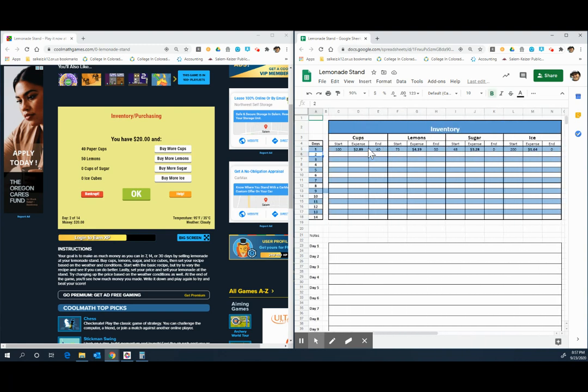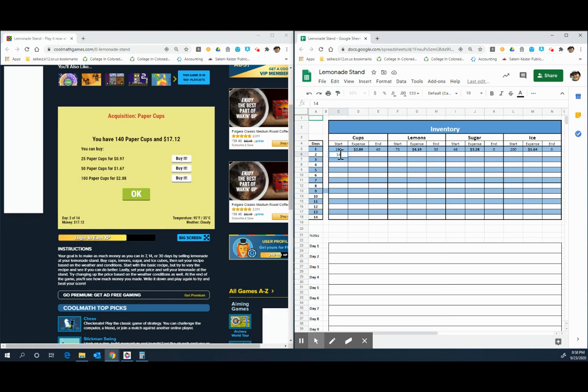Next, I go to the very next day. So I need to identify how many cups I need. If I was able to sell 60 cups, I'm going to make sure that I have at least 60 cups. So I'm going to buy more cups. I'm going to buy 100 more because, again, cups do not go bad. So I'm going to start with 140 cups to start the day, and I purchased that for $2.88. Price per cup went down 1 cent.